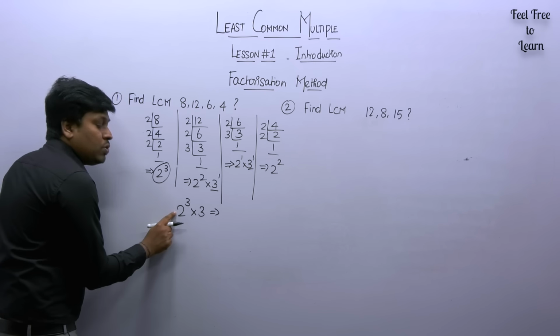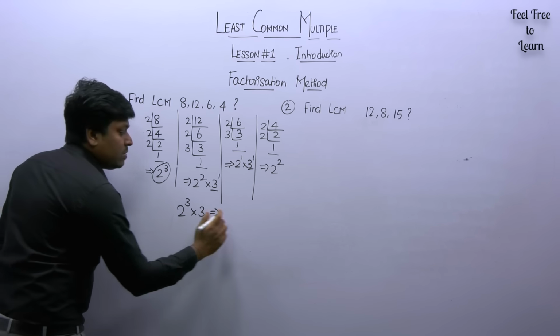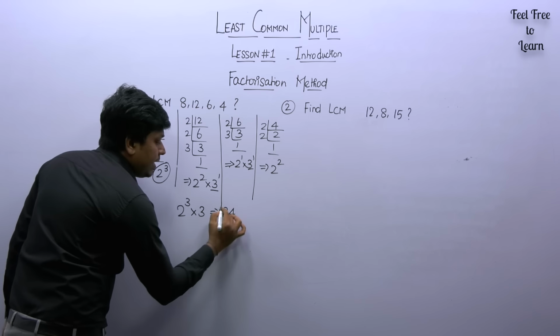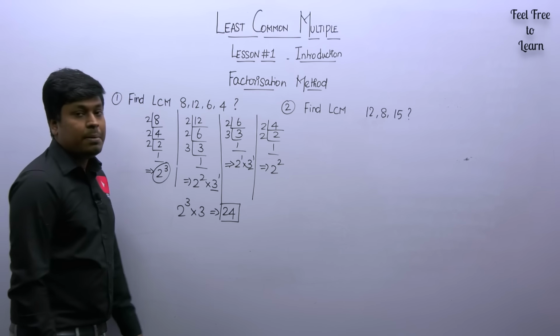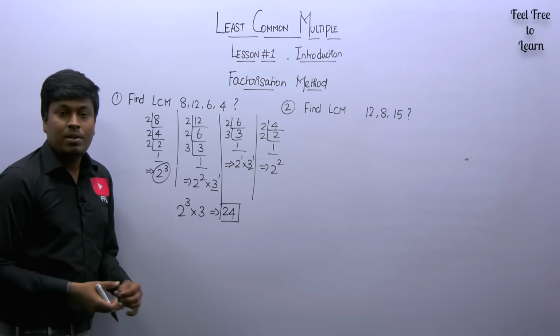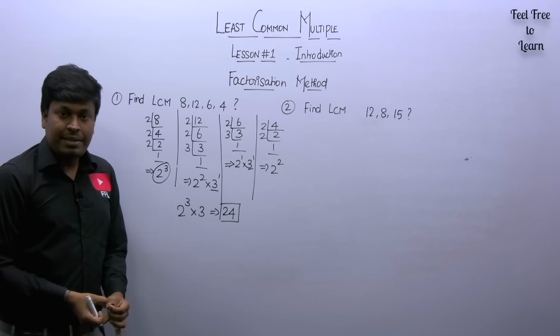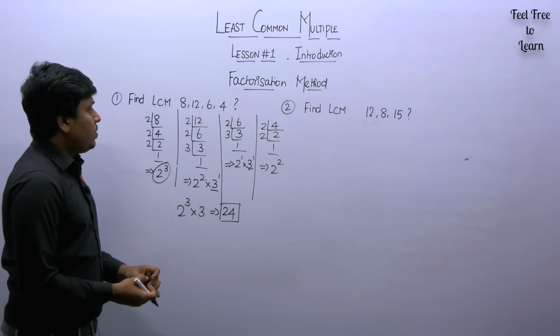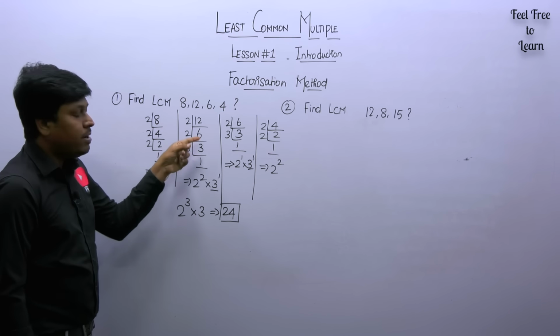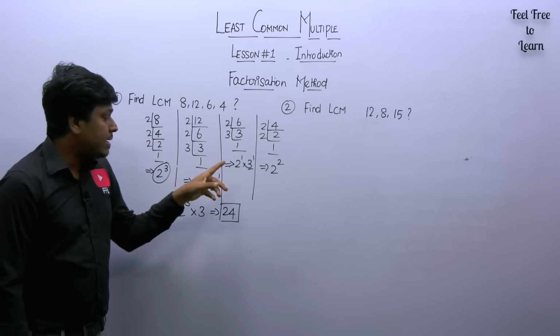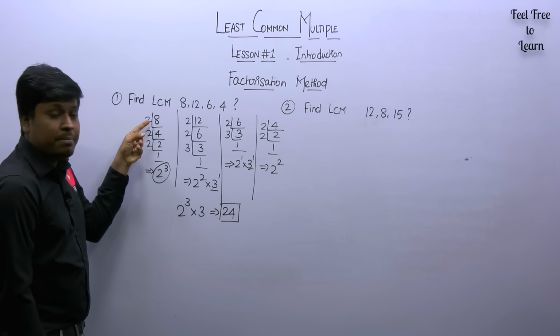So finally 2 cube will be 8. 8 into 3 will be 24. So finally we can say that the LCM for the numbers is 24. Got the logic or not? How did I find it? Just see here, friends, the factorization method is a lengthy process. What you need to do here is take each number and factorize until it gets 1. You can see first I took the number 8.